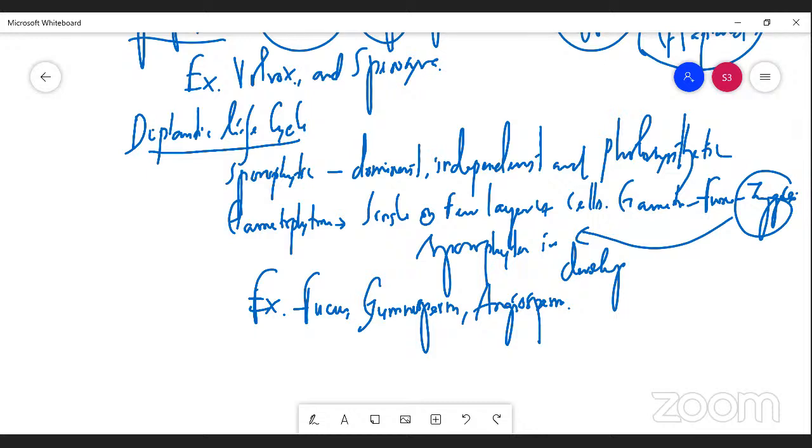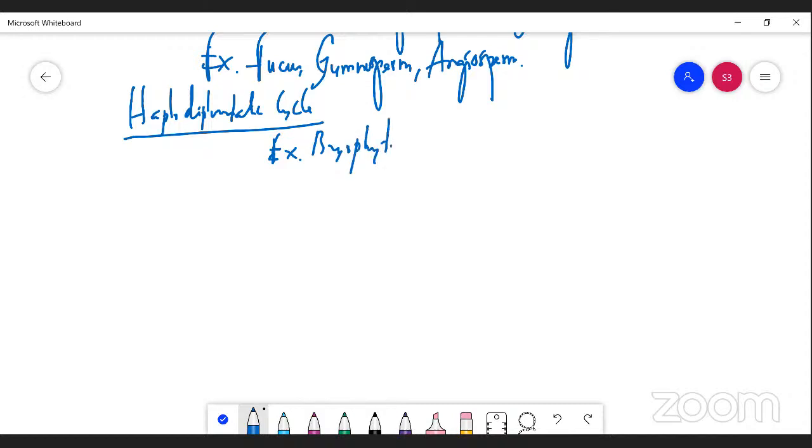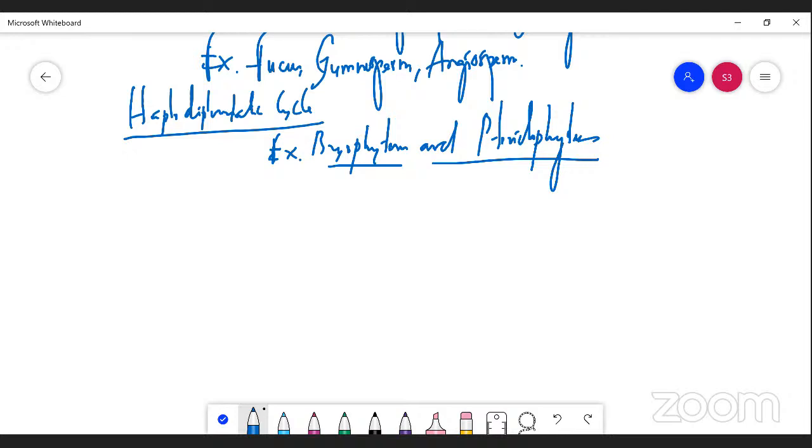Let me go to the third one, namely the haplo-diplontic cycle, also called the diplo-haplontic cycle. Whatever name you give. A good example of the haplodiplontic cycle is bryophytes and pteridophytes. It is an intermediate between the haplontic cycle and the diplontic cycle. So both things occur in this single one, or by a combination.